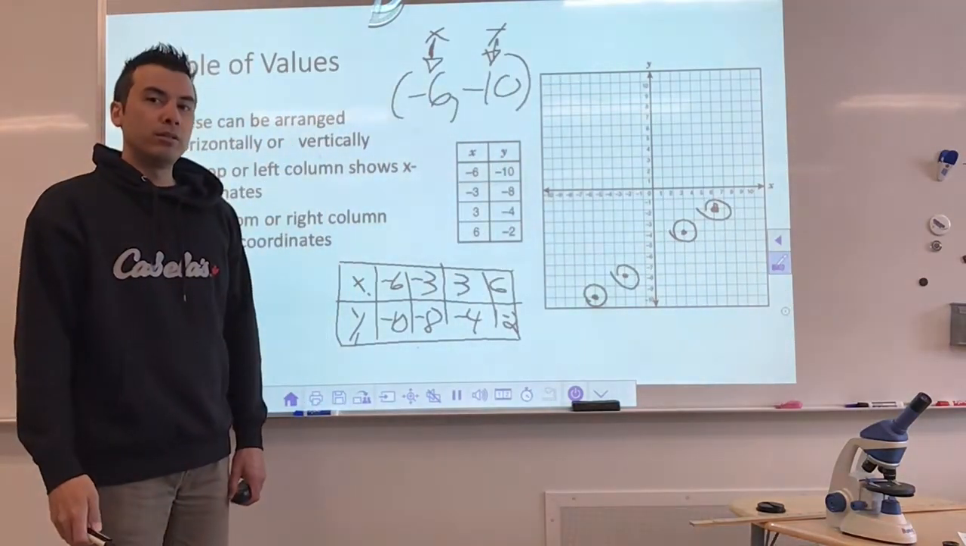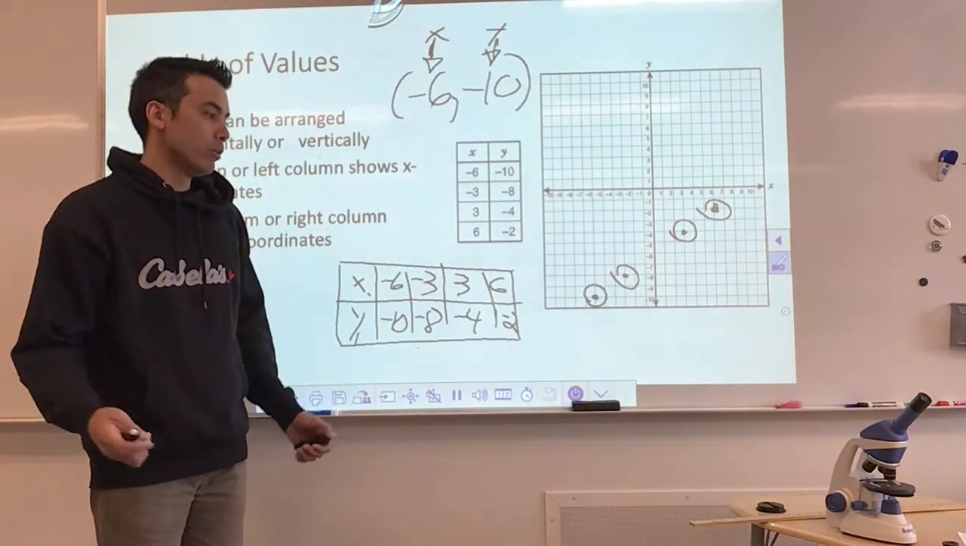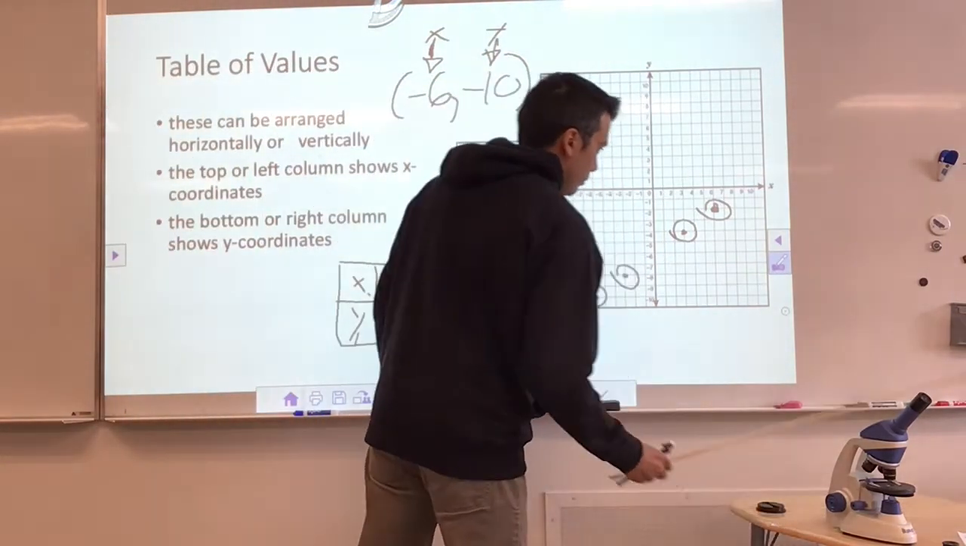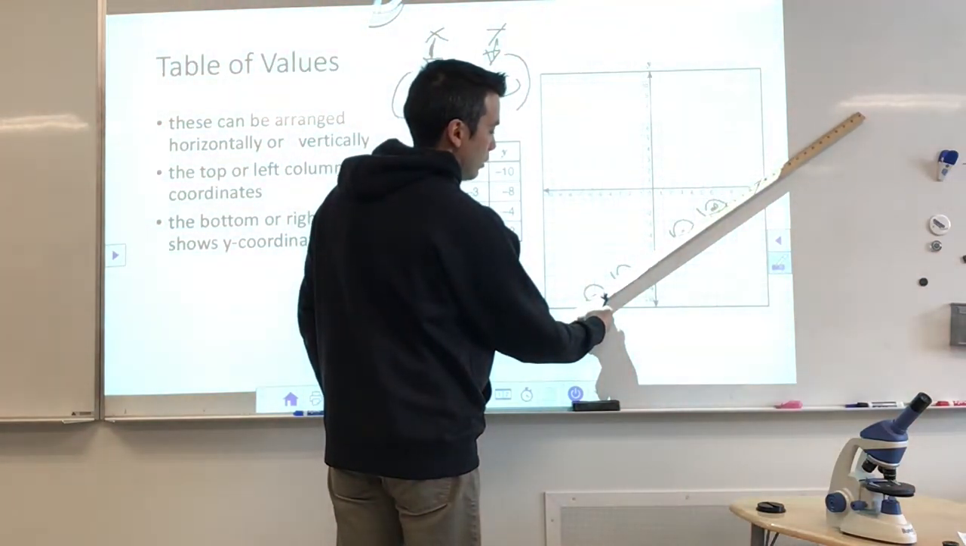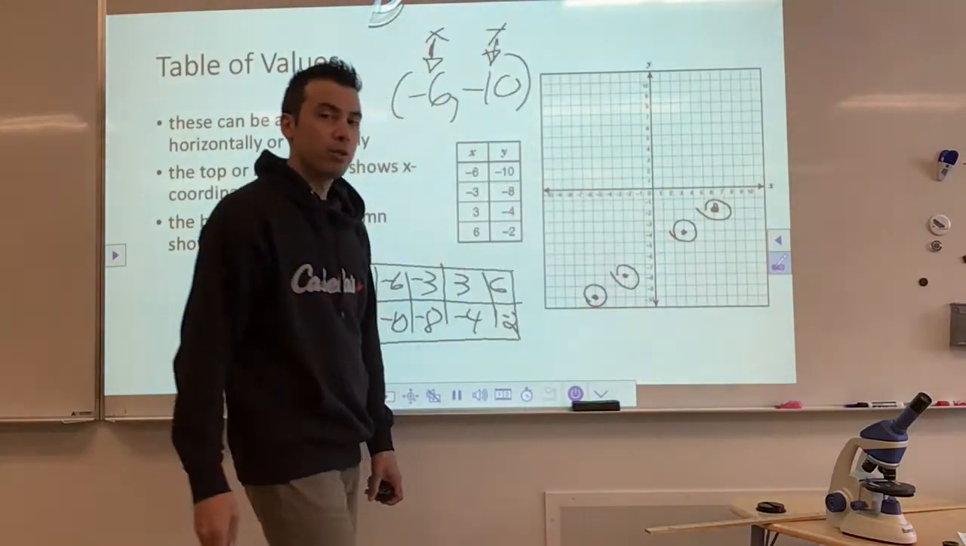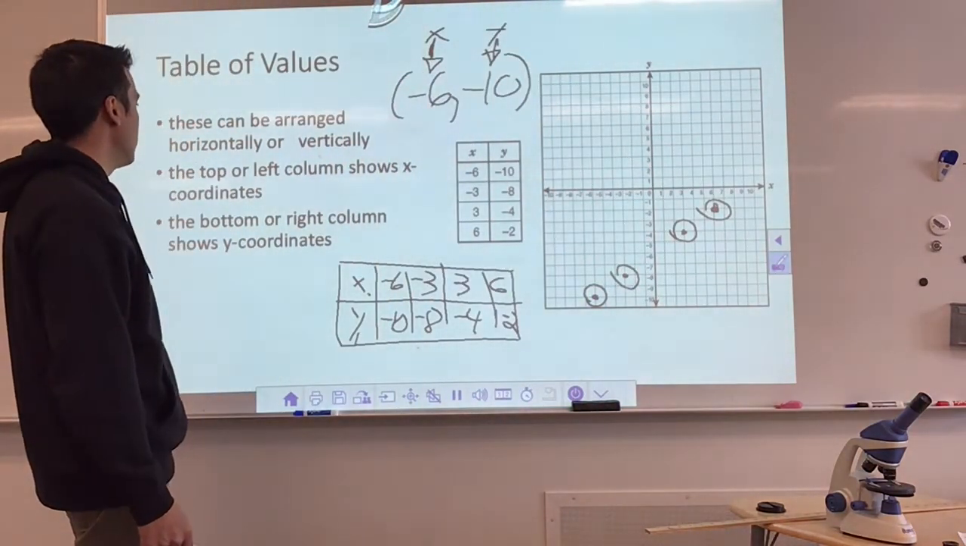And could these be a linear relation? Well, we'd have to hold up maybe a ruler or something that's straight, and will all those points go through a straight line? Yes, they do. We could say this is a linear relation.